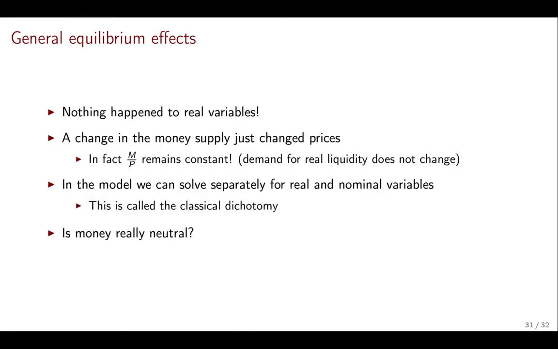So in the model, we can then just solve separately for real variables and nominal variables. And this is what's called the classical dichotomy. It's a dichotomy because you can separate the model into the real side and the nominal side and just study them separately. But we should ask ourselves at this point, and with this we're going to finish on the next slide, is money really neutral? What's behind this result in the model?